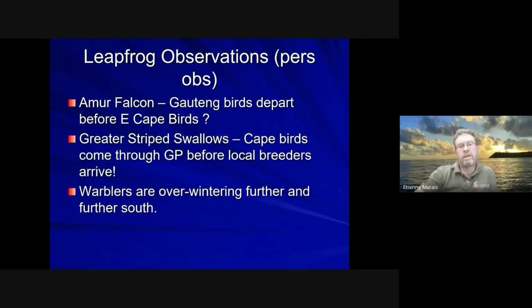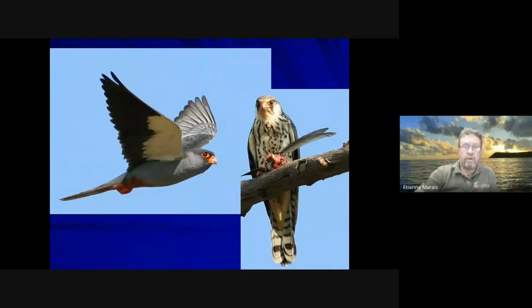And those are different populations with different migration routes. So what we find is that the Cape birds come earlier. They come back from their overwintering grounds in Africa before the local breeders arrive. So you get early Cape greater striped swallows in flocks, and the same applies to pearl-breasted swallow. And then what we're seeing with warblers, lots of new warblers showing up in the Cape, which really excites the Cape Province listers. And this has happened historically because they're breeding further north, and they're therefore overwintering further and further south.